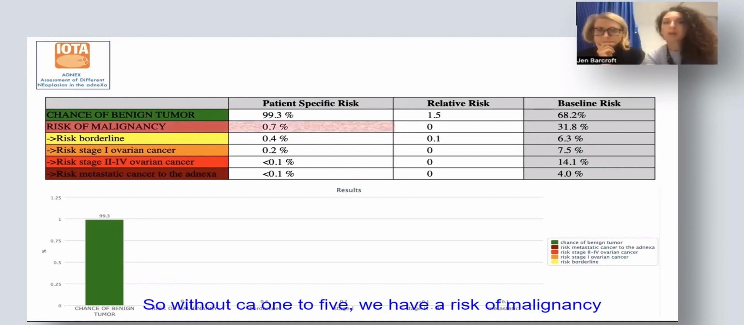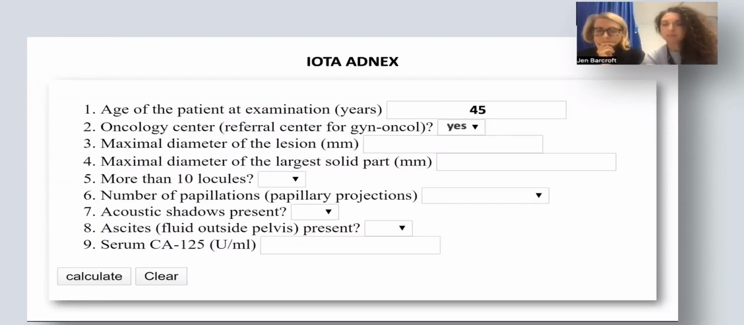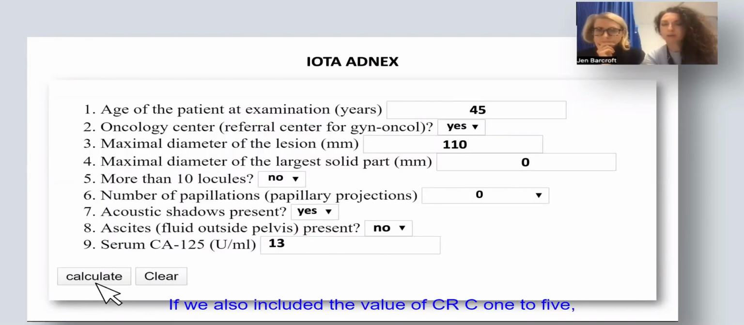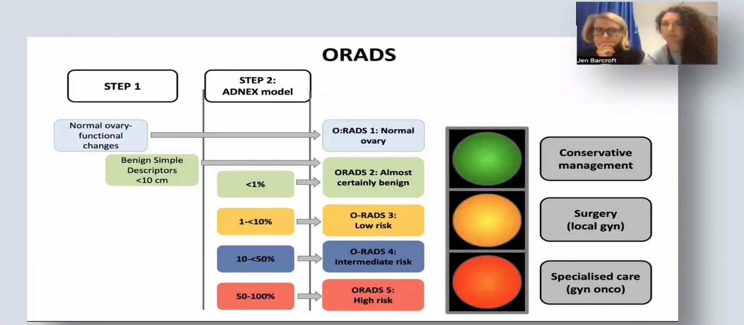So, without CA125, we have a risk of malignancy of 0.7%. If we also include the value of serum CA125, which was 13, you can see that it doesn't really change a lot in terms of risk of malignancy, 0.6%.